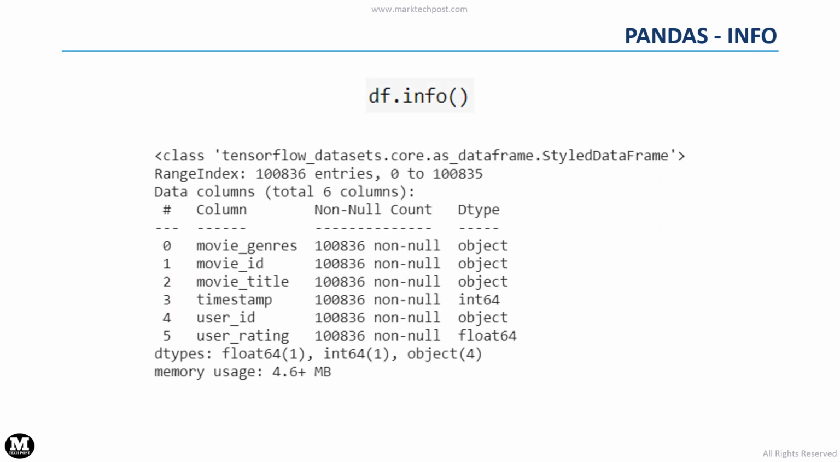The info method is useful to read some information about the data frame. For example, we can see the number of entries and columns of the data frame, the names of the columns, and the memory usage.